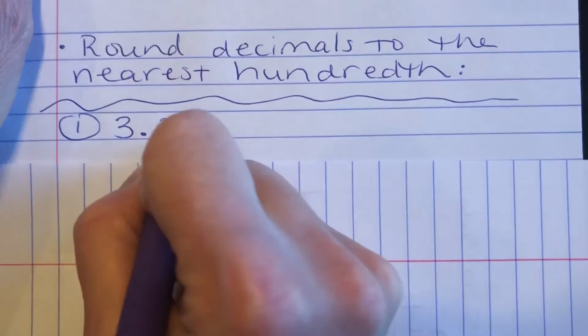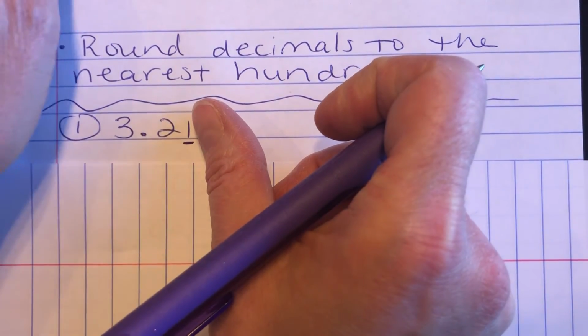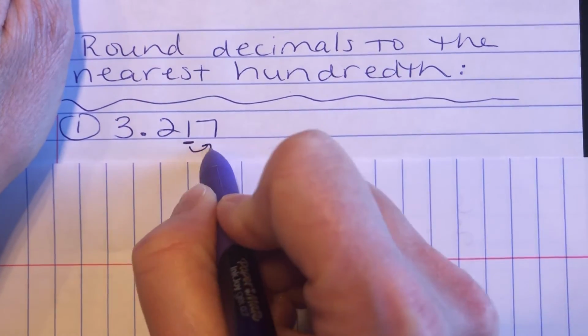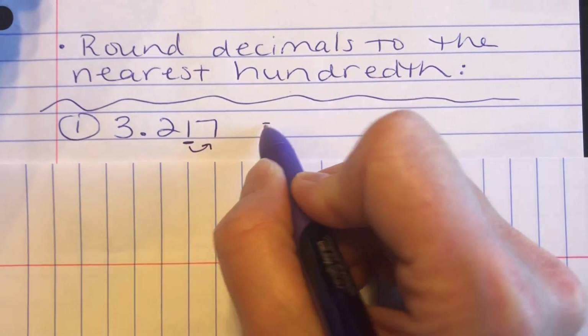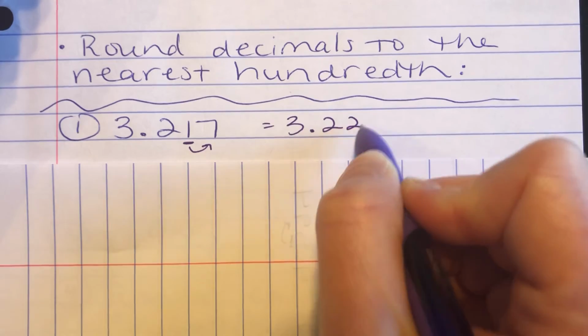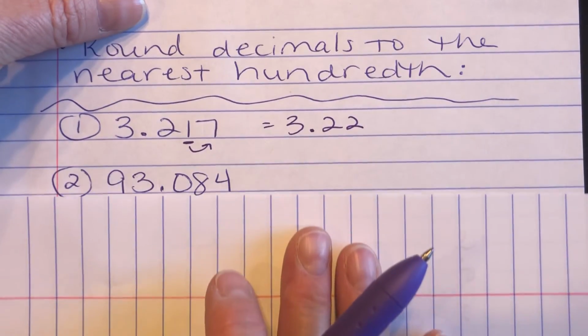All right, this 1 is in the hundredths place, so I'm asking myself, is it closer to 3.21 or 3.22? When I look at the digit next to the place I want to round to, it's 5 or more. That means that this would round to 3 and 22 hundredths. You should have increased that by a hundredth. All right, try this one.